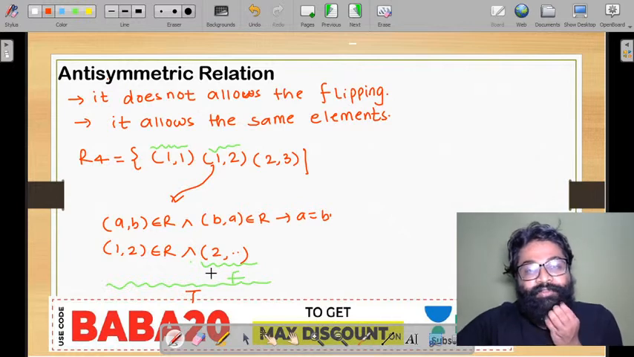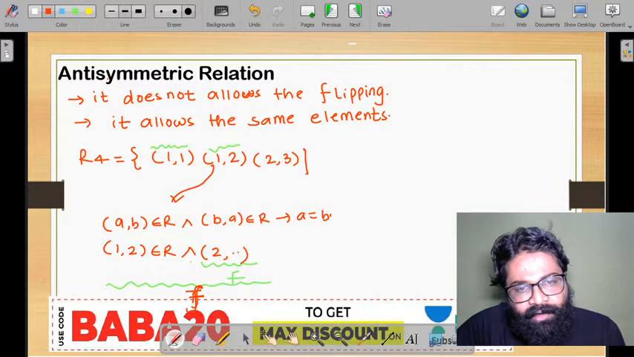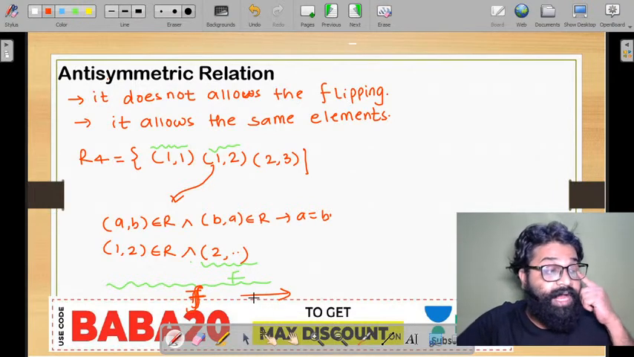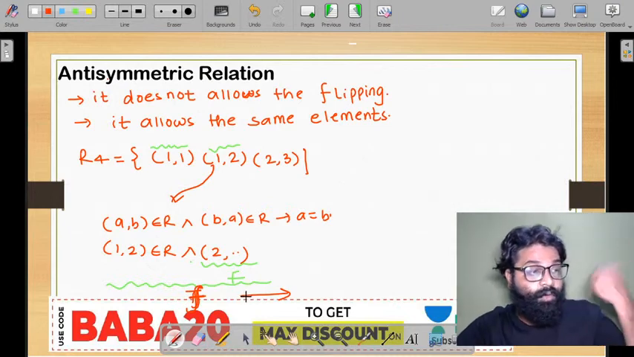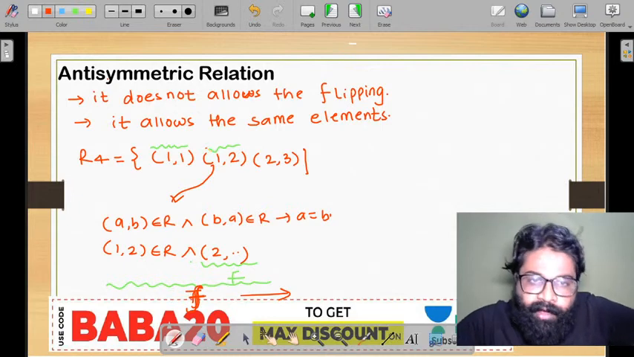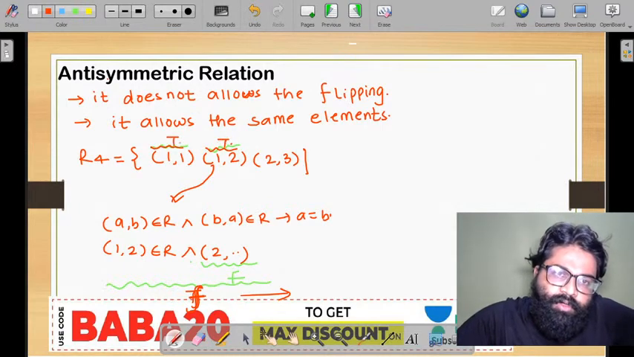Sorry. False will see the AND condition, so the left side will become false. And false implies anything, as we know that. False implies anything, so the whole statement will become true. So for 1 comma 2 we can say that it is going to be true. For the same element it is also going to be true.